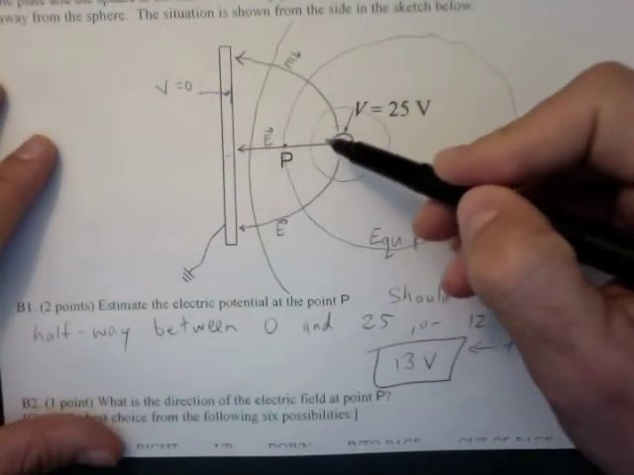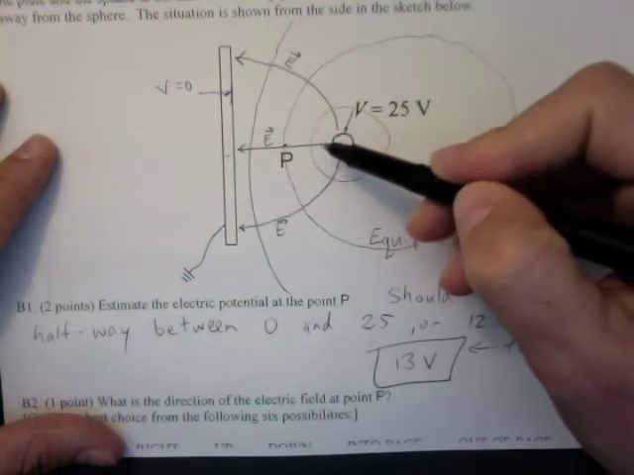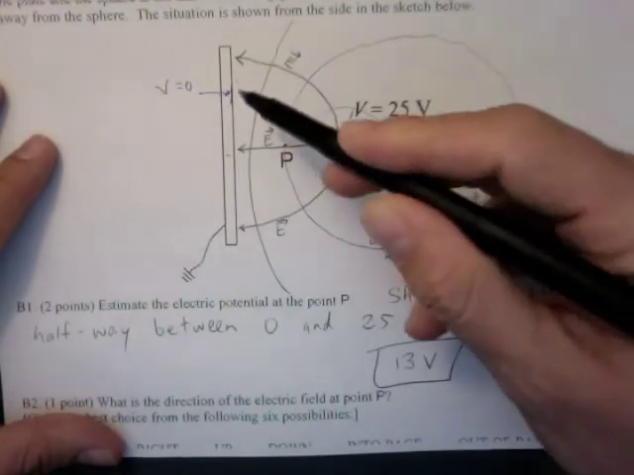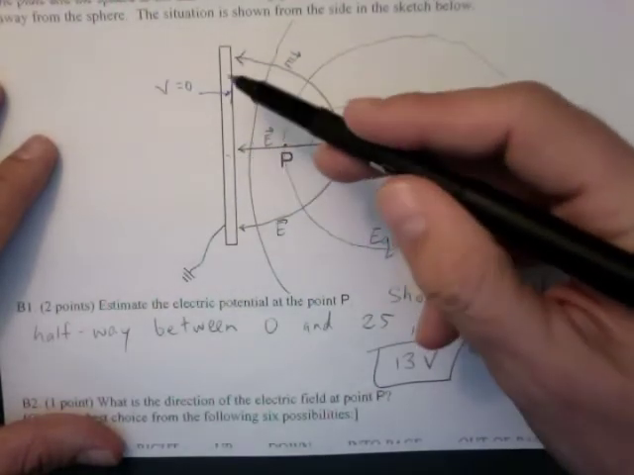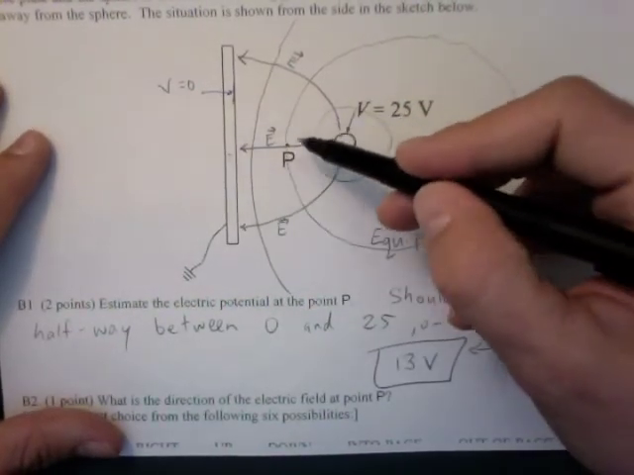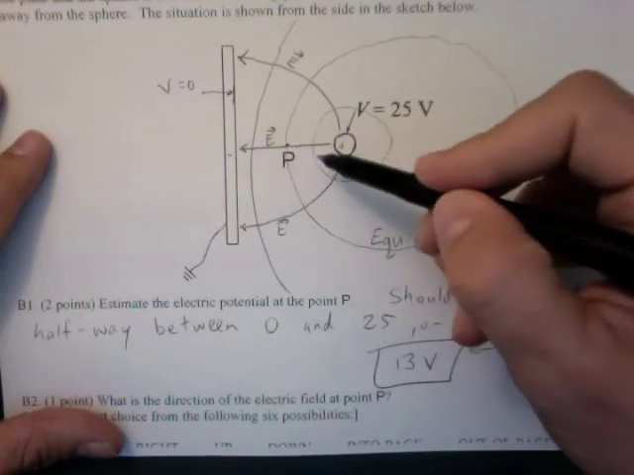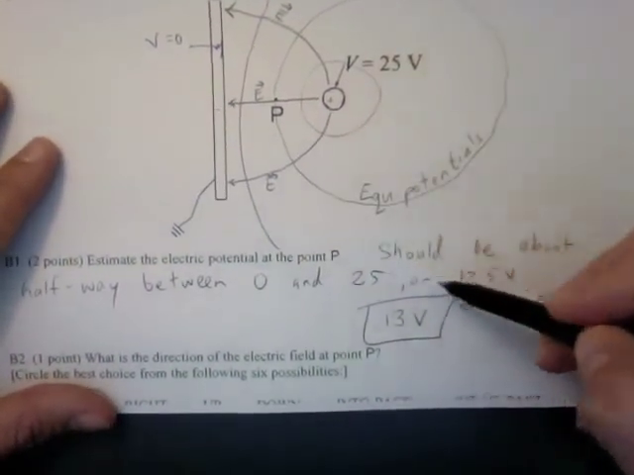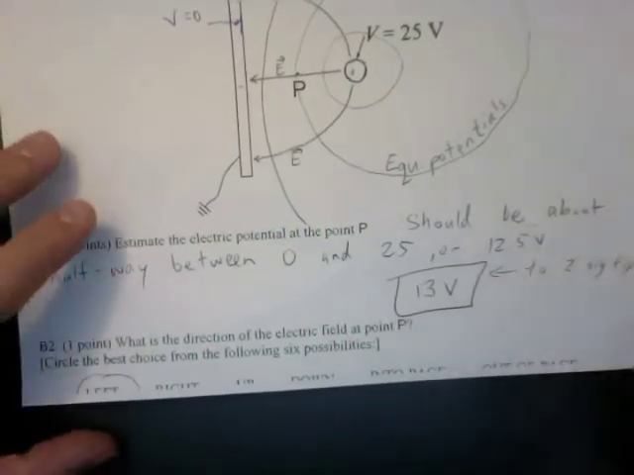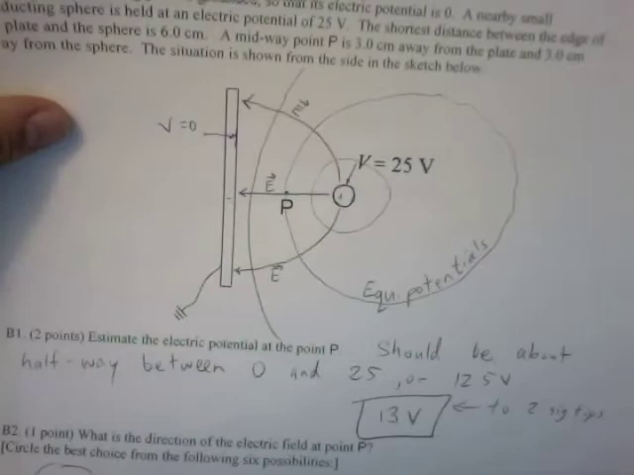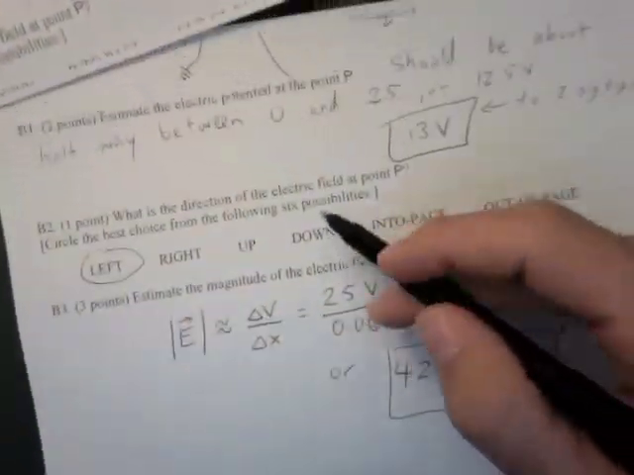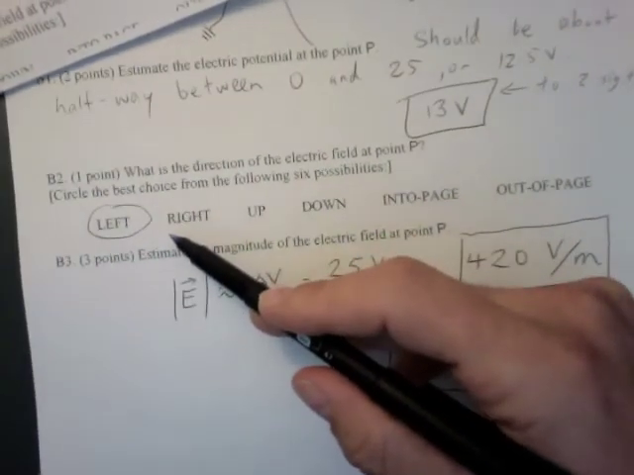Now technically, I think the equipotential lines might be closer together towards a curved conductor like this, as they would be further spaced out when they're near a parallel plate. So it might be a little bit closer to 0 than it is to 25, but just as a rough estimate, something like 12, 13 volts. As for the direction of the electric field, it's going from plus to minus, so it's definitely towards the left.